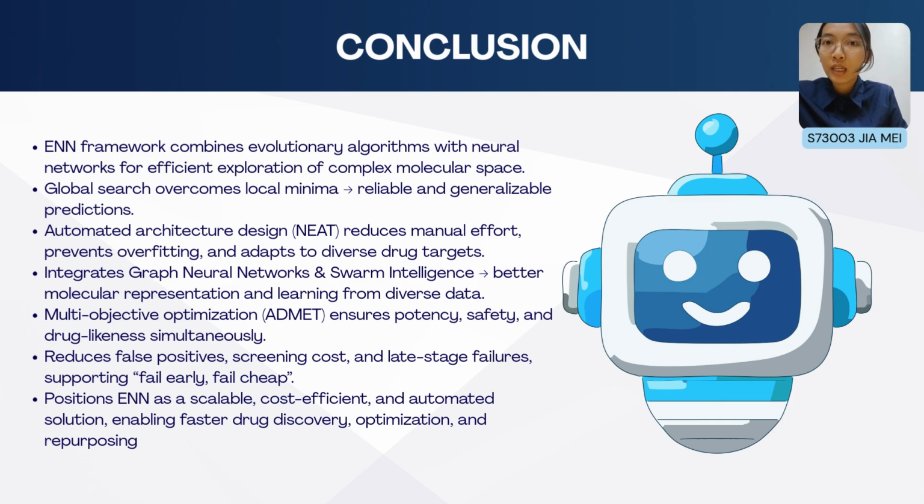So in conclusion, the ENN framework combines evolutionary algorithms with neural networks for efficient exploration of complex molecular space. Its global search capabilities overcome local minima, leading to more reliable and generalizable predictions. Automated architecture design reduces manual effort, prevents overfitting, and adapts to diverse drug targets. By integrating graph neural networks and swarm intelligence, we more accurately represent molecular structure and learn from diverse data.